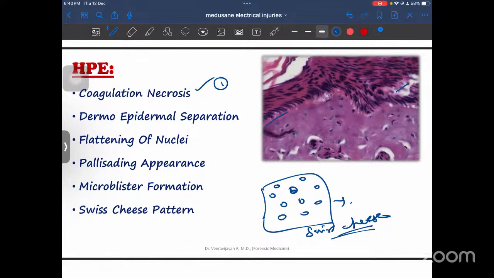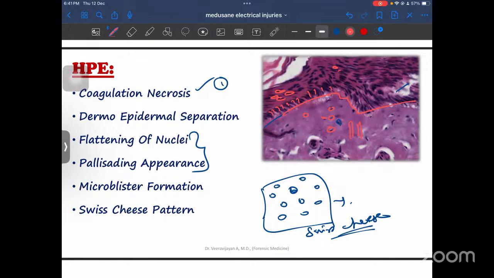Then another important thing is flattening of nuclei and palisading appearance. Usually the nucleus will be round like this, but due to the passage of electricity, the nuclei will get elongated. See, these are the elongated nuclei, and they will appear in parallel rows perpendicular to the dermis. So this appearance is known as palisading appearance. These are the microscopic features we have to remember.